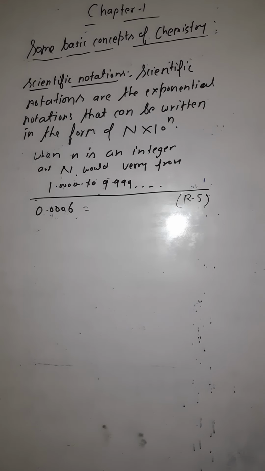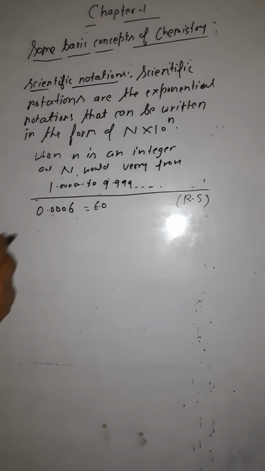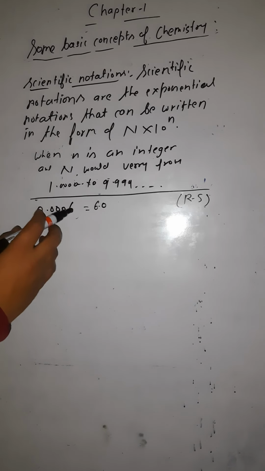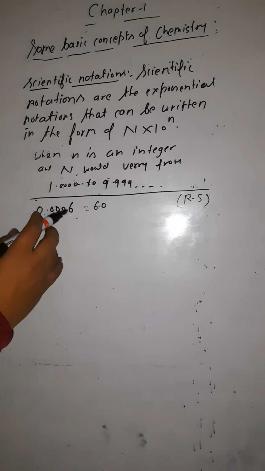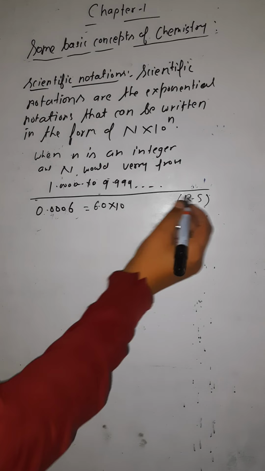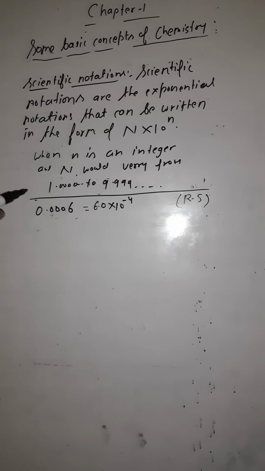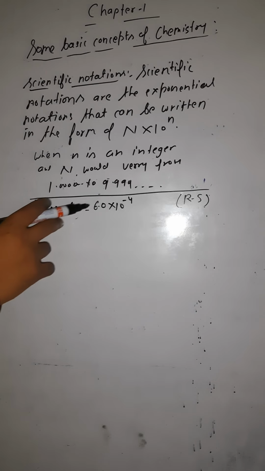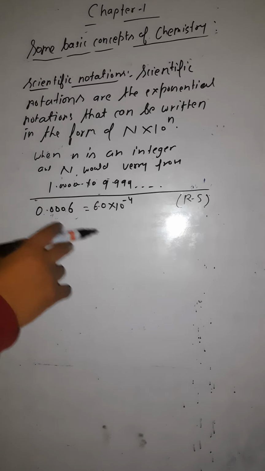So how would you write this? I would write this in the form of 6.0, because I have shifted the decimal here. Now how many places? 1, 2, 3, 4. I have shifted it 4 places here. Because the power is to be subtracted, I would write this as 10 raised to the power minus 4. So 0.0006 can be written as 6.0 multiplied by 10 to the power minus 4. This is the scientific notation.